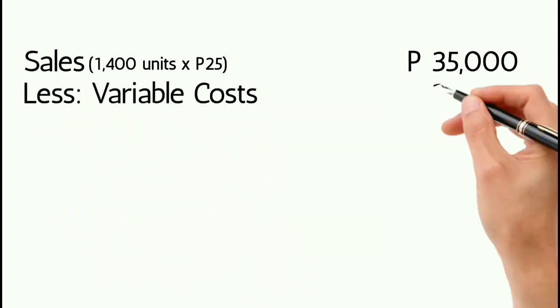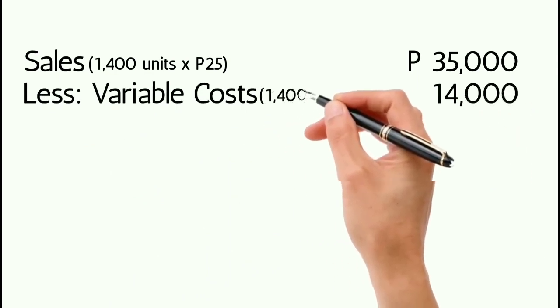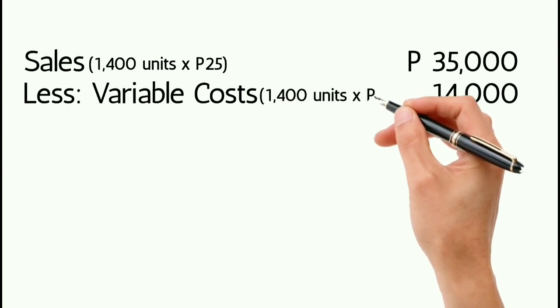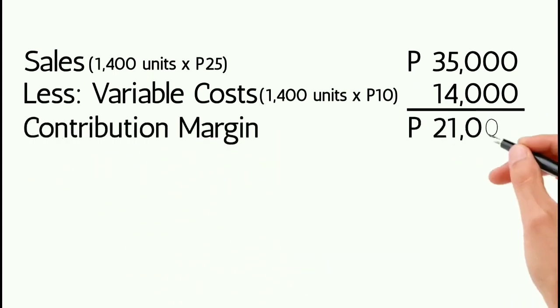Ima-minus natin yung variable cost na 14,000 pesos. That is 1,400 units times yung variable cost per unit na 10 pesos. 35,000 pesos minus 14,000 pesos, that is equal to 21,000 pesos. And that is the contribution margin.